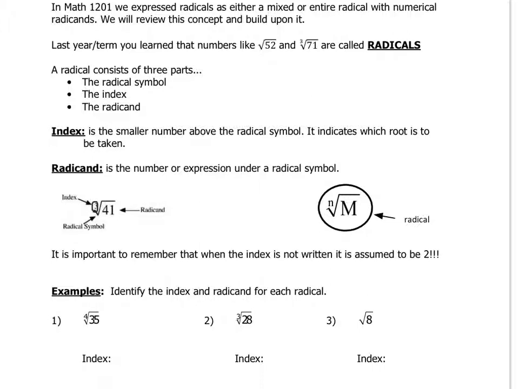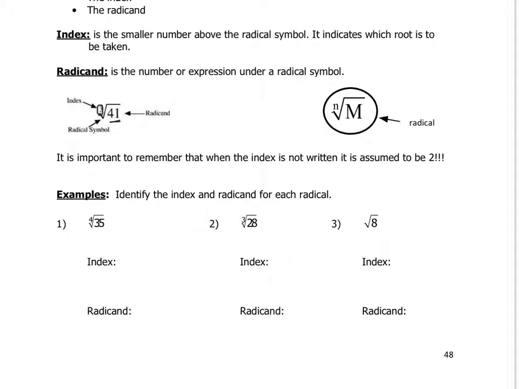And then you've got your radical symbol, which is that sign. And then underneath the radical sign is your radicand. And the whole thing is referred to as a radical. All right, and the other thing you remember is when you have a square root, it's understood that the index is a 2. It's not usually written there. So let's just answer the questions here at the bottom.